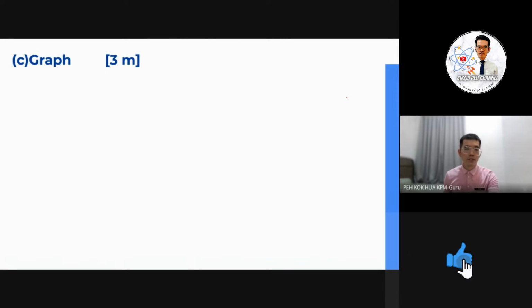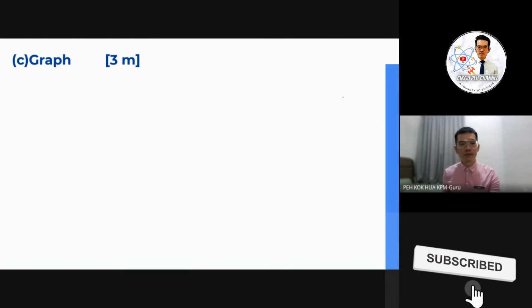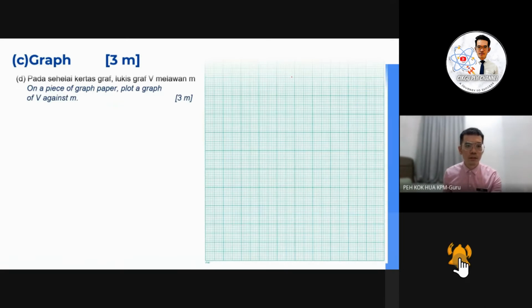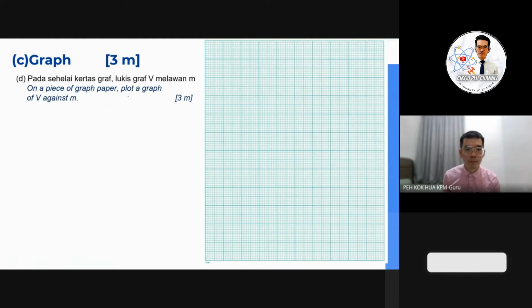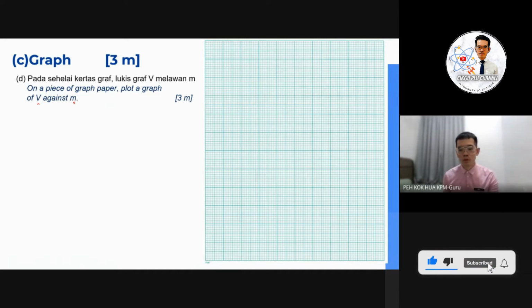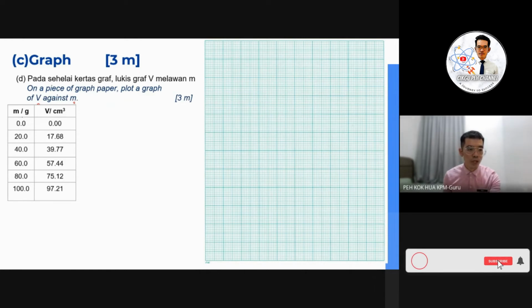The next part, C, will be the question regarding the graph. In my question, I designed it to be 3 marks. So let's see how you can get the full marks for plotting the graph. The question here is: on the piece of graph paper, plot a graph V against M. You'll get the data from the table we just tabulated. So the M will be with this reading, and the V will be with this reading.